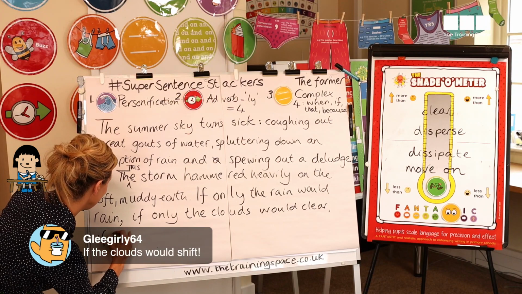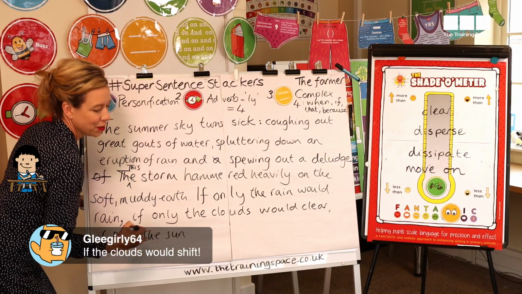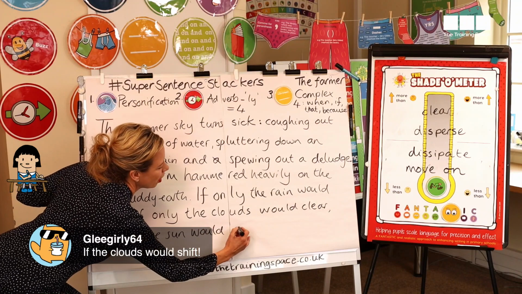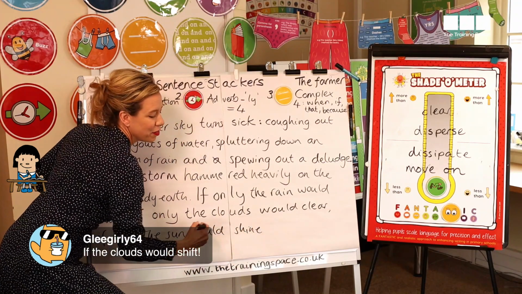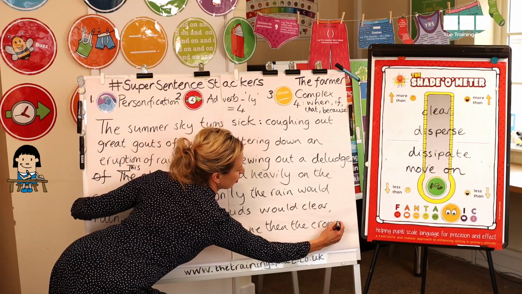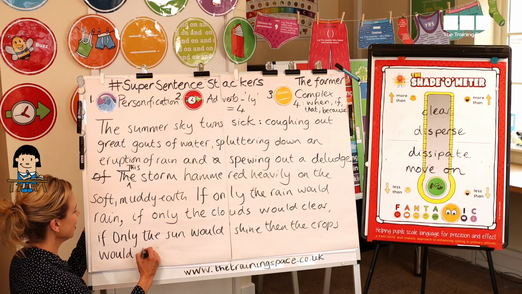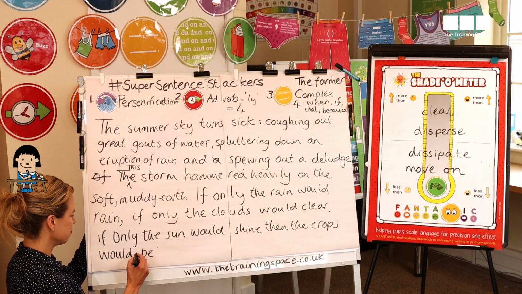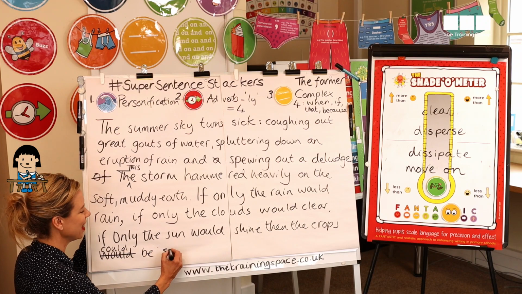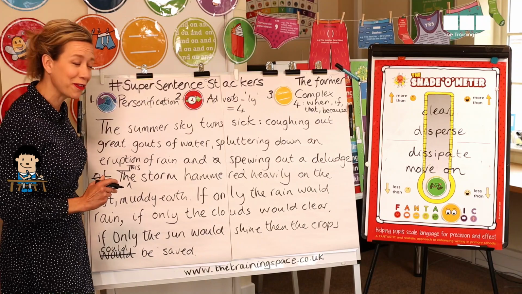If only the sun would shine. If only the sun would shine. Then the crops would be saved. Would be. Maybe I need to change that modal verb to could. Could be saved. I'm going to go back and reread this to see if I like it.